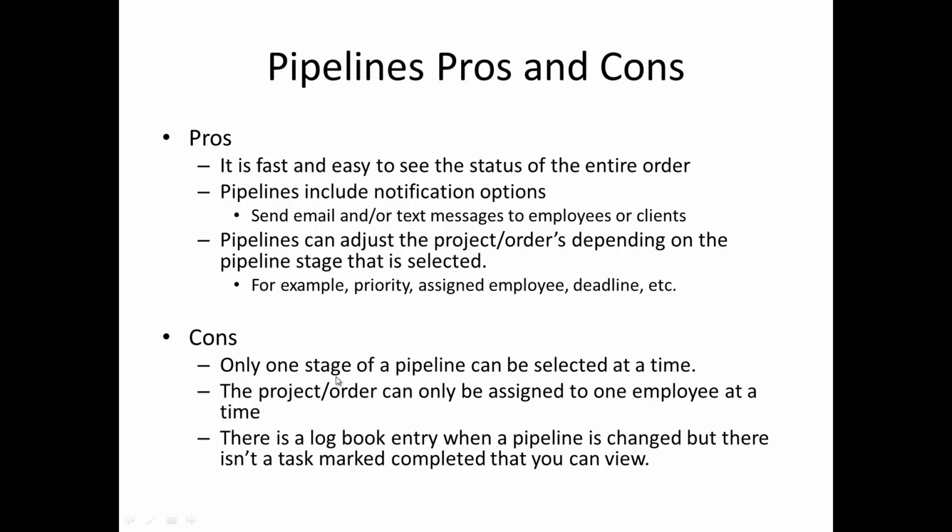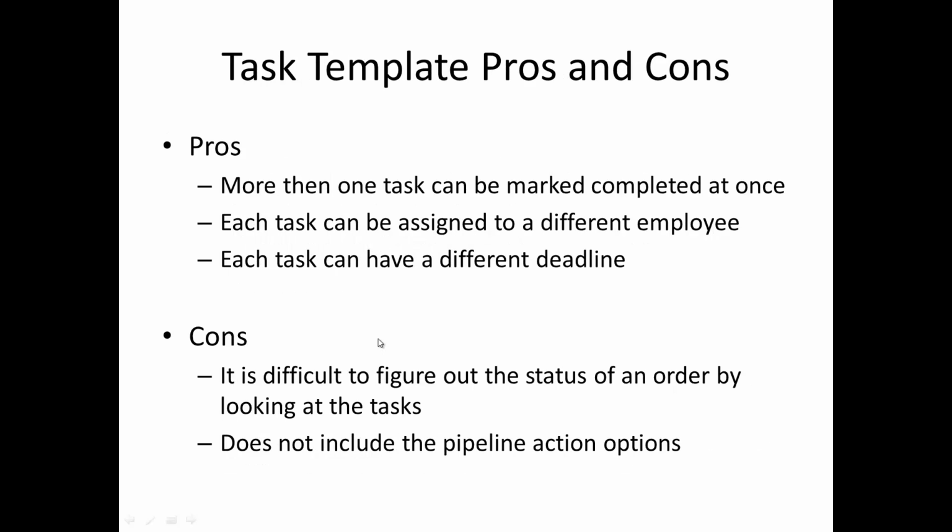The bad thing is since they do one stage after another, you can't be working simultaneously on stuff for an order. The project order can only be assigned to one employee at a time. There are logbook entries made when you do change the pipeline, but there isn't a place where you can go and click and see all the tasks that have been completed, which is what task templates can do. So with task templates, more than one task can be marked completed at once. Each task can be assigned to a different employee. Each task can have a different deadline.